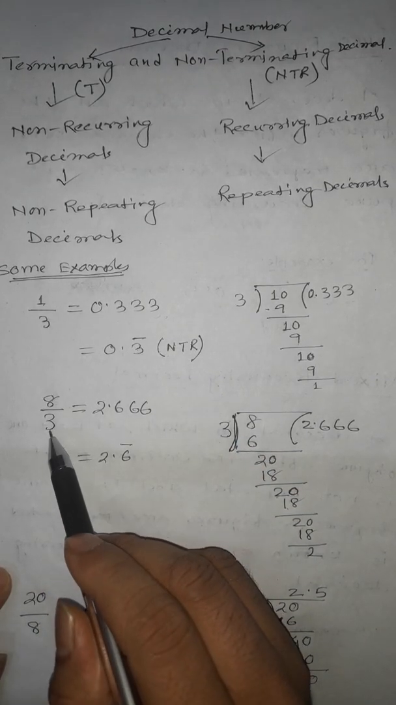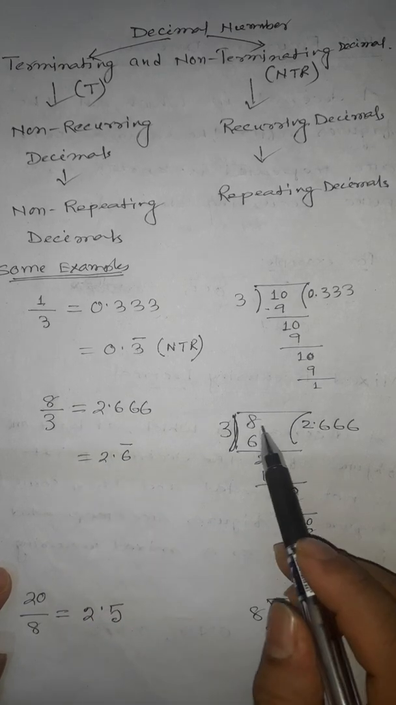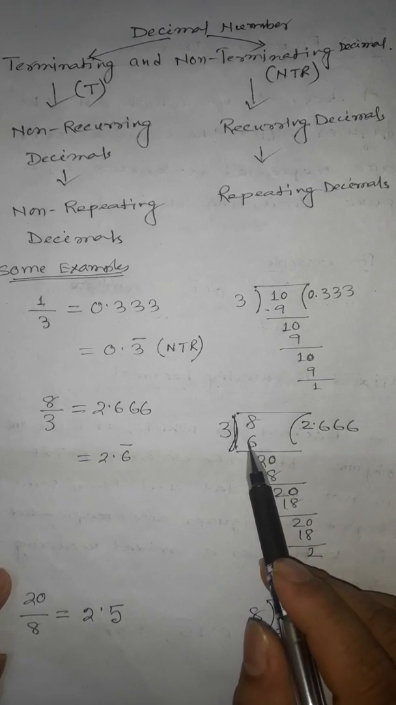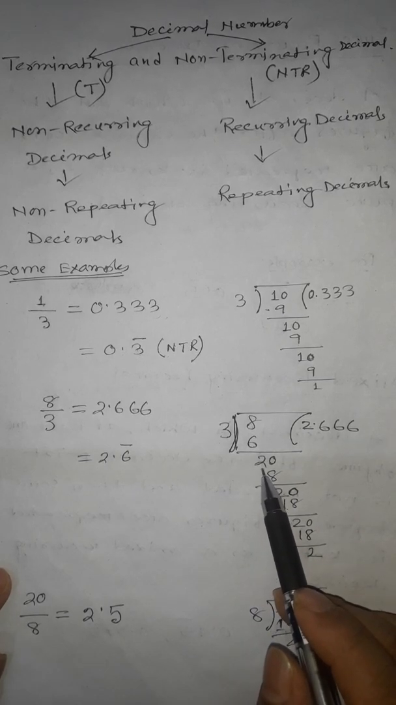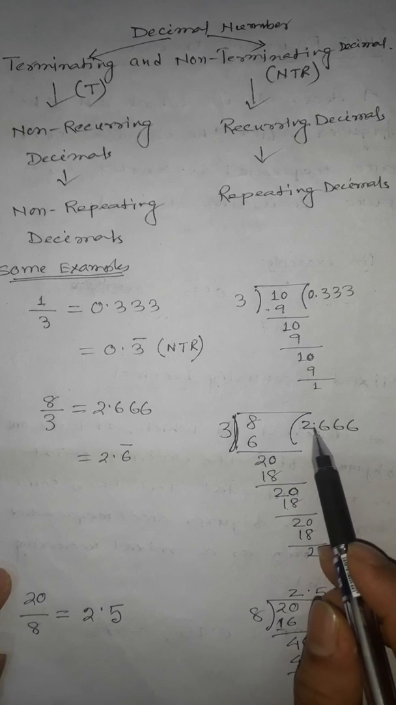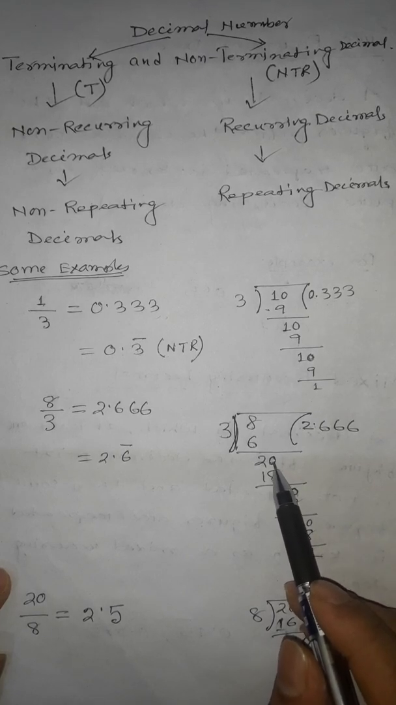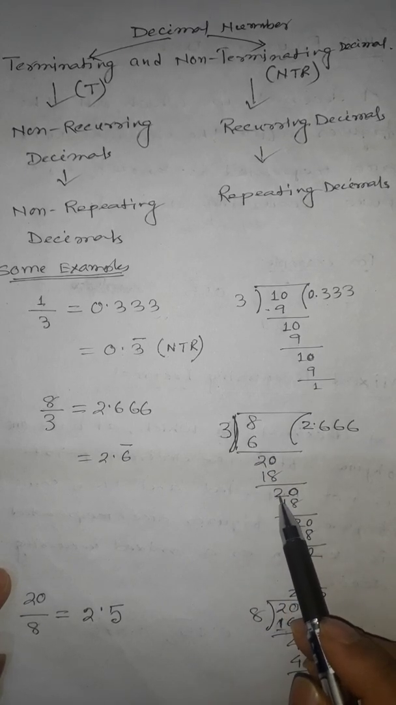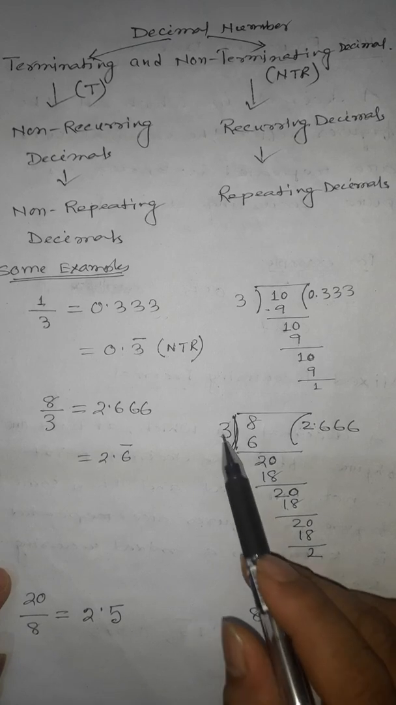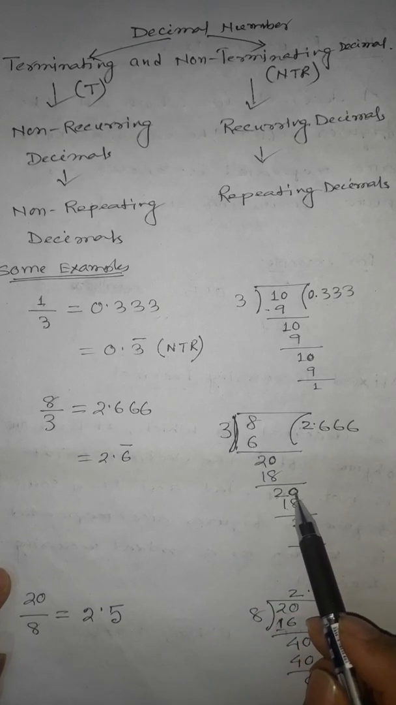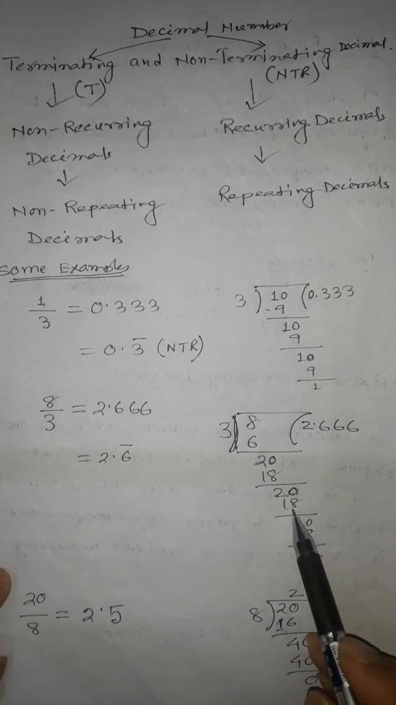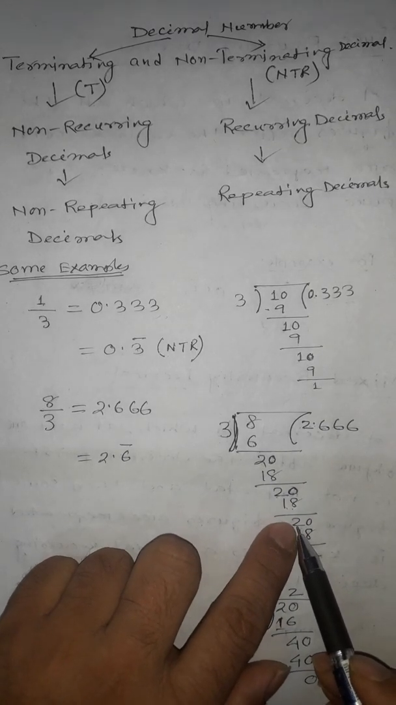Next example, 8 by 3. You divide 8 by 3. 3 twos are 6, subtract, we'll get 2. 2 is not divisible by 3. So you place a decimal point over here and then you write a 0 over here. 20. 6 3s are 18. Subtract, 2. 2 is not divisible by 3. So write a 0 over here. 6 3s are 18. Subtract, remainder will be 2.